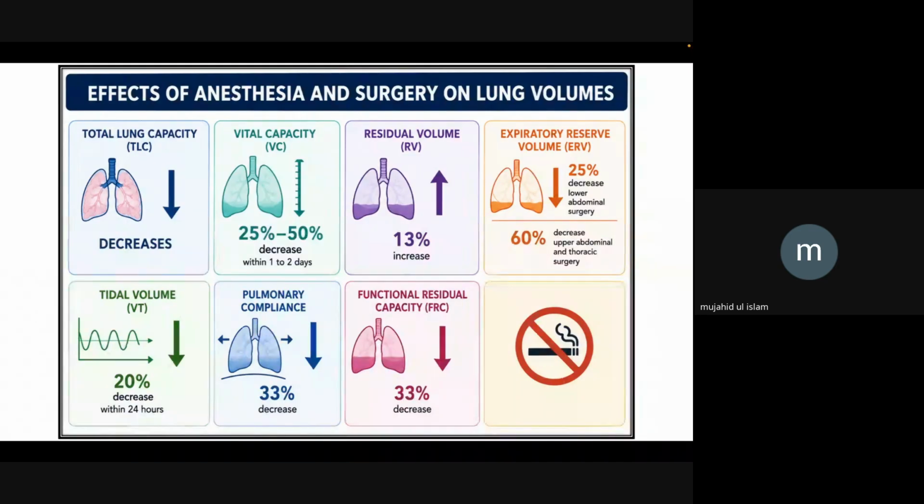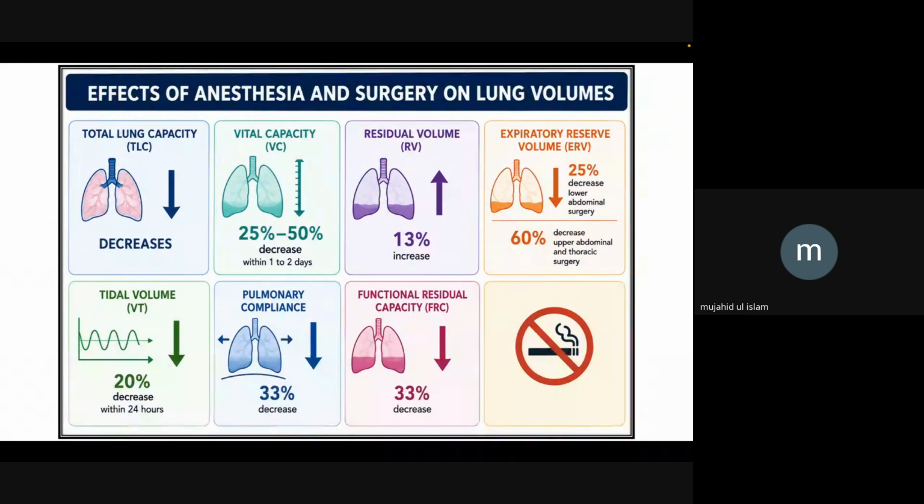General anesthesia and post-operative medications significantly reduce lung volumes and alter the ventilatory pattern. Total lung capacity decreases after upper abdominal and thoracic surgery, but not after extremity surgery. Vital capacity decreases by 25 to 50% within 1 to 2 days after surgery and generally returns to baseline within 1 to 2 weeks. Residual volume increases by 13%, while expiratory reserve volume decreases by 60% after thoracic surgery. Tidal volume decreases by 20% within the first 24 hours and gradually returns to normal over approximately 2 weeks. Pulmonary compliance decreases by 33%, accompanied by a similar reduction in FRC due to small airway closure.